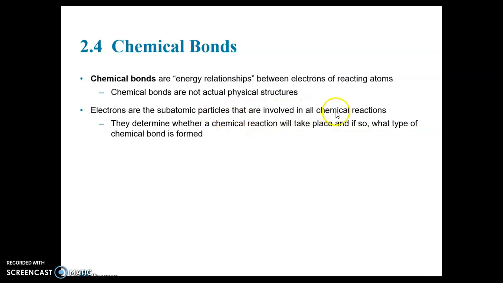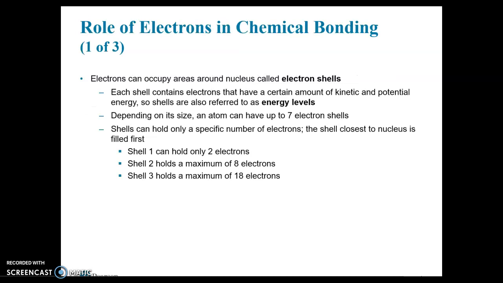Chemical bonds are energy relationships between electrons of reacting atoms. It is actually the electrons in the outermost electron shell that are going to be the ones involved in the chemical reaction. But let's talk about electron shells and electrons a little bit. Each shell outside the nucleus contains electrons that have a certain amount of energy, so electron shells can also be referred to as energy levels.